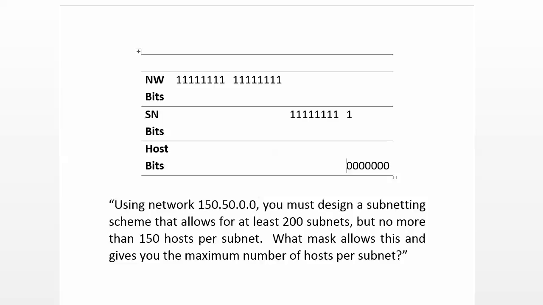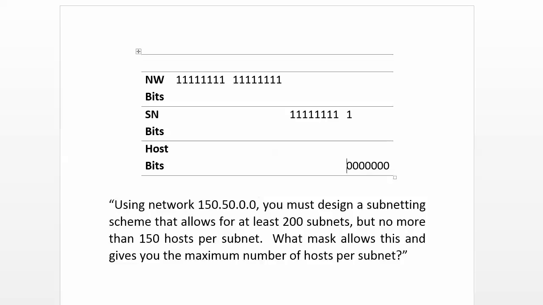So now we have 9 subnet bits and 7 host bits. So how many valid subnets do we have? We have 512. We know we've got that requirement covered. We're way over 200. And the question didn't say you can't have more than 500. It just said at least 200. Now we need to know how many valid hosts we have on each subnet. 2 to the 7th power: 2, 4, 8, 16, 32, 64, 128 minus 2, 126. So this mask works. It meets both requirements.